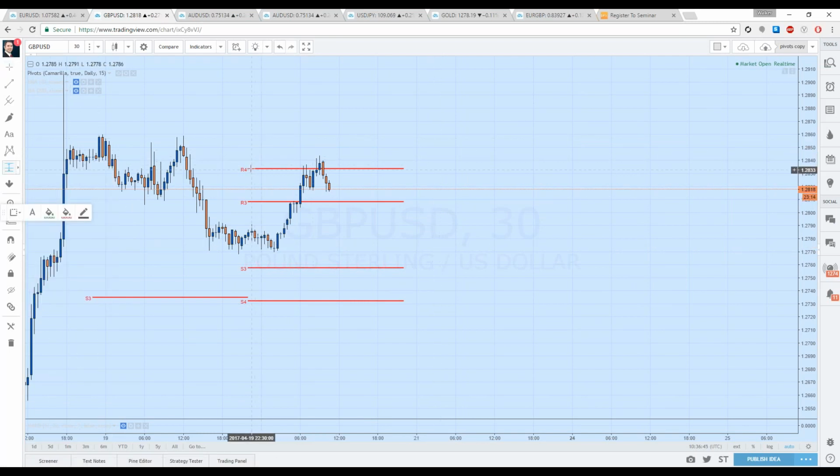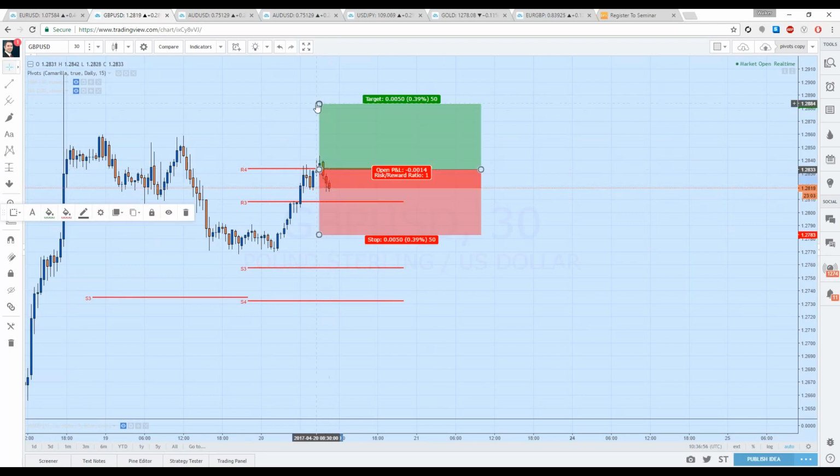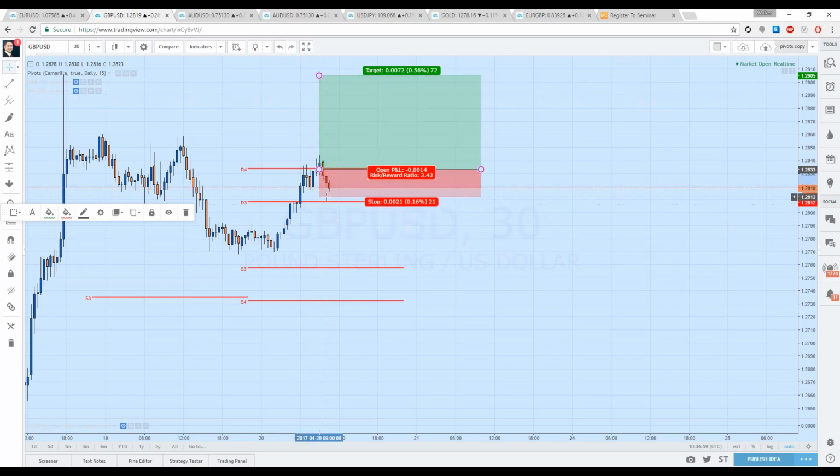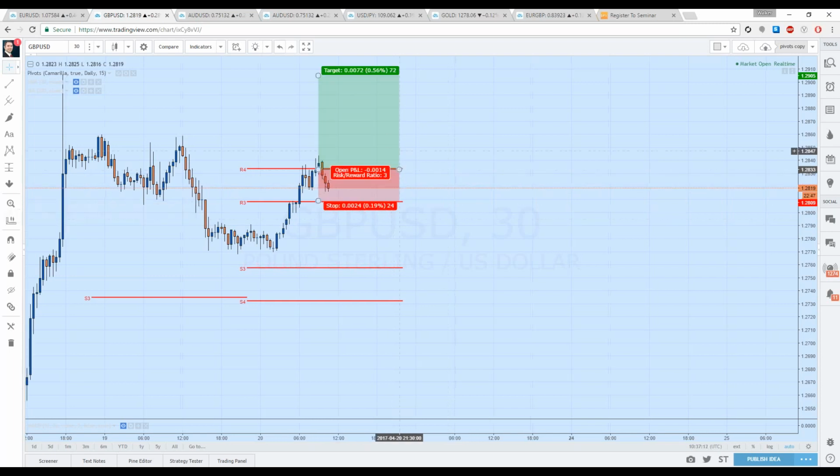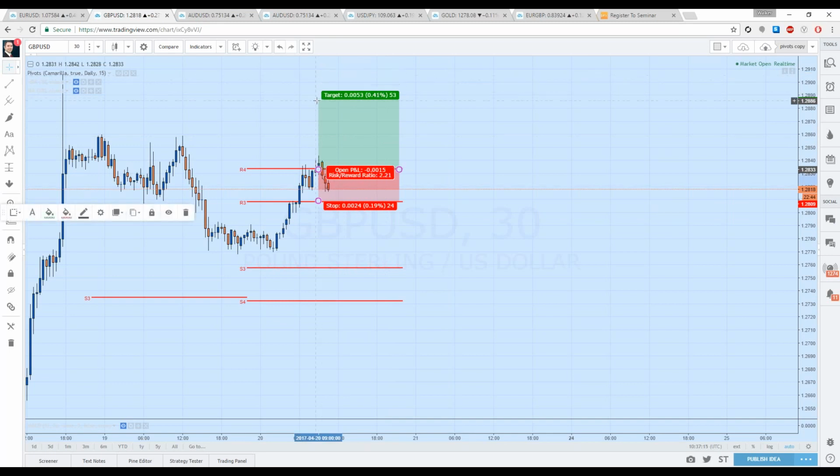Traders can still look to trade a breakout, however. If prices again move over R4, they may look to buy the market. Traders may set risk 24 pips lower, with initial profit targets of 48 pips.